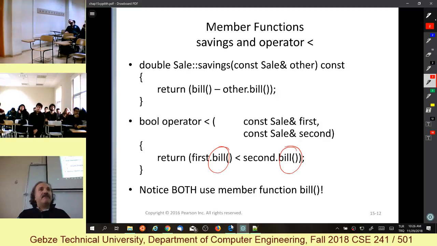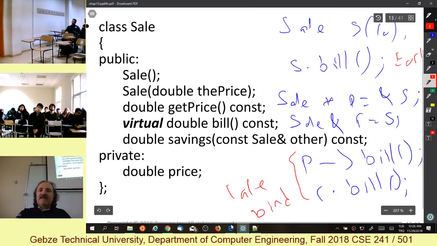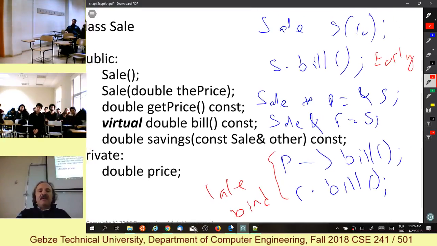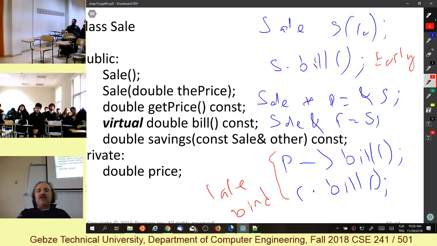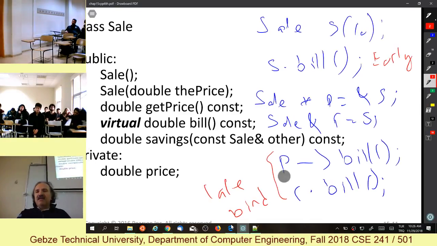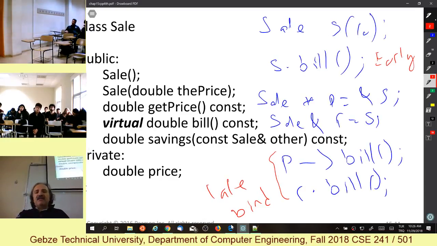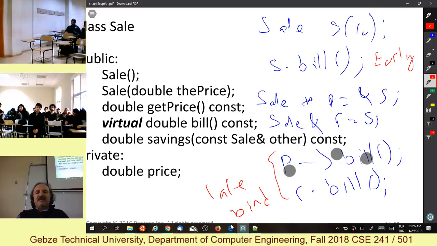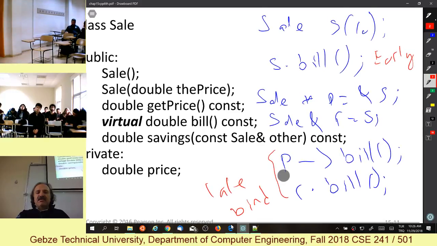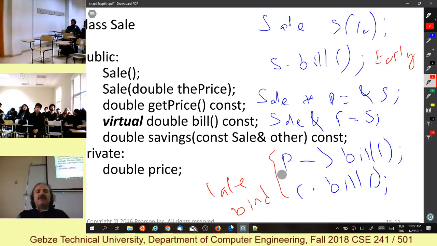They will take more time. So when I say P arrow bill, when the compiler sees this, is bill a virtual function? Yes. P is a base class pointer. So during the runtime, this is what happens. This is a pointer that points to an object. Go to that object, find its type, and depending on its type, call its bill function.